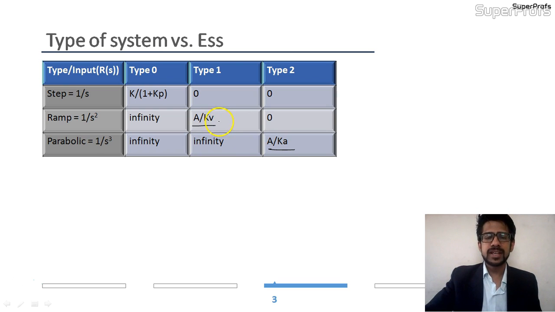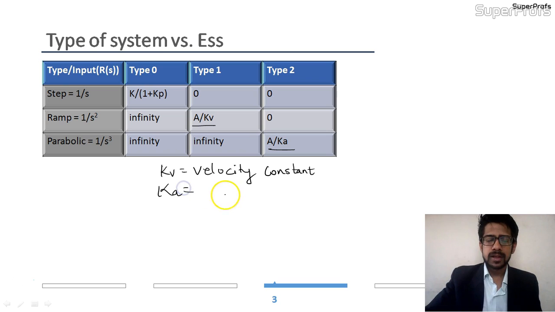The constant kv is known as the velocity constant. As I described, often it is required in problems to find out the proportional constant and velocity constant. Also, this ka is known as the acceleration constant.